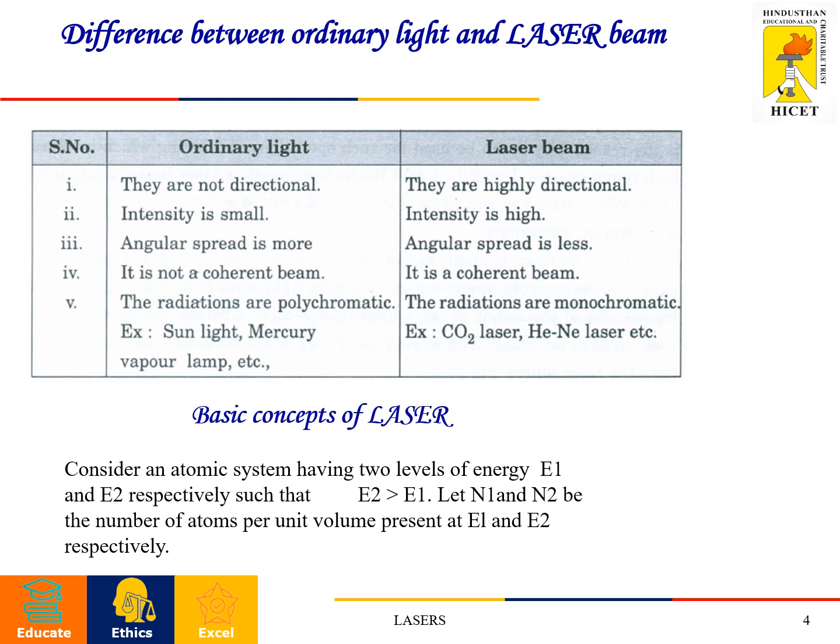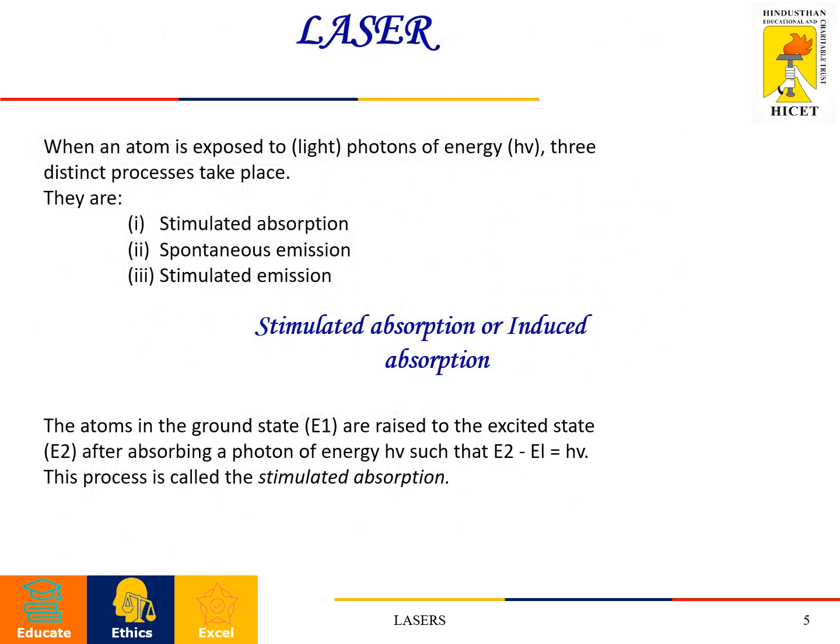Consider an atomic system having two energy levels E1 and E2 such that E2 is greater than E1. Let N1 and N2 be the number of atoms in the energy levels E1 and E2 respectively. When an atom is exposed to light photons of energy h nu, three distinct processes take place: stimulated absorption, spontaneous emission, and stimulated emission. Let us discuss them one by one.